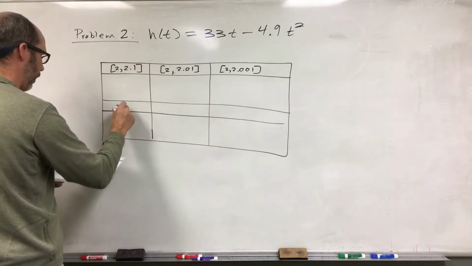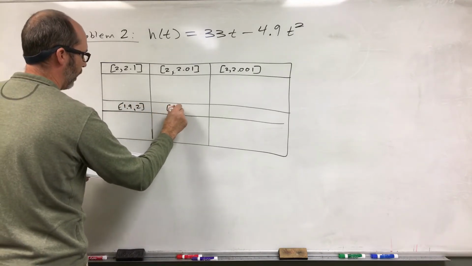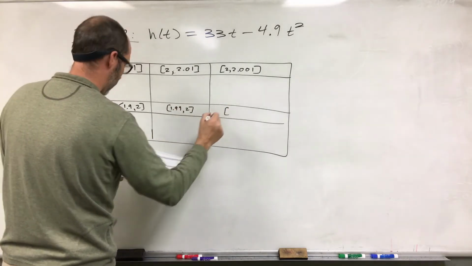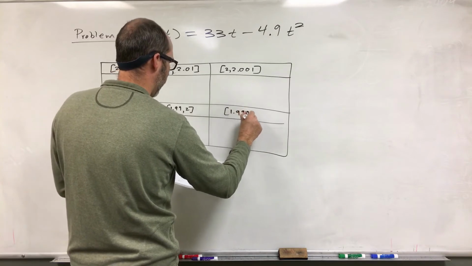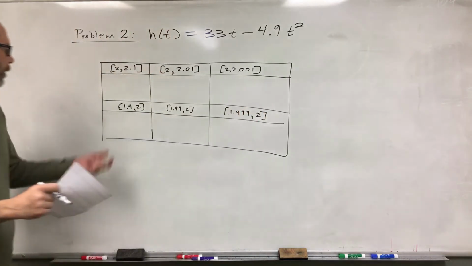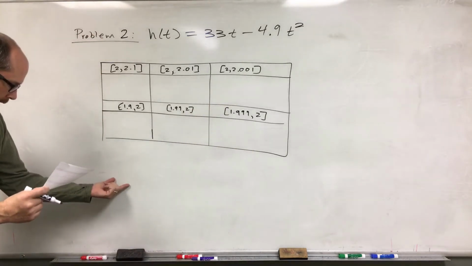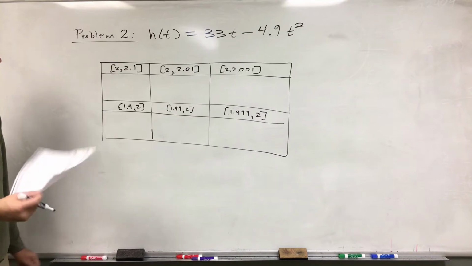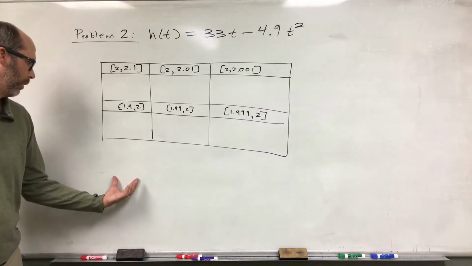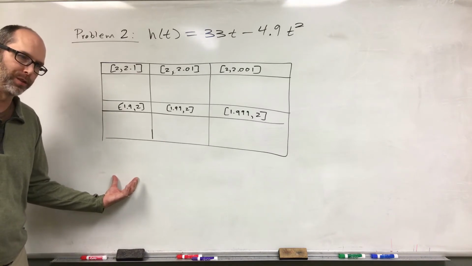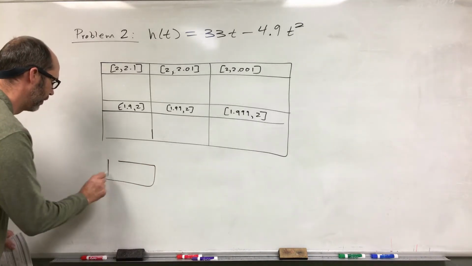What is that? 1.9 and 2, and here is 1.99 and 2, 1.999 and 2. You've got to put stuff here, here, here, here, here, here, and then figure out the instantaneous velocity. We don't know the instantaneous velocity. We're still in the process of defining that in this class. This last box here is the instantaneous velocity.